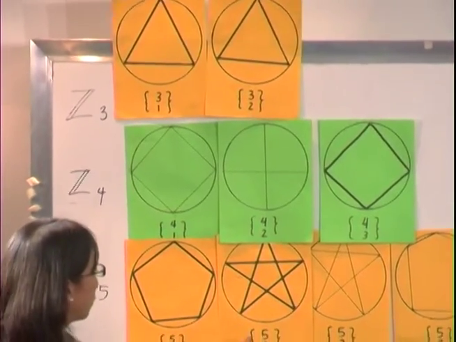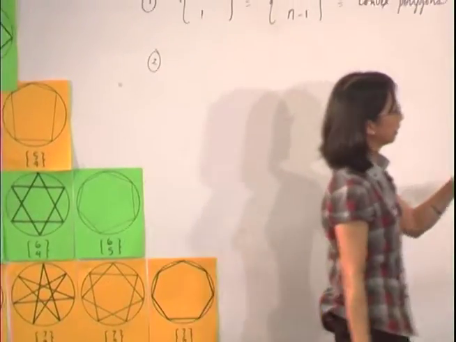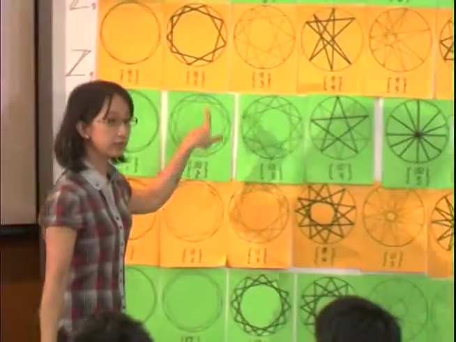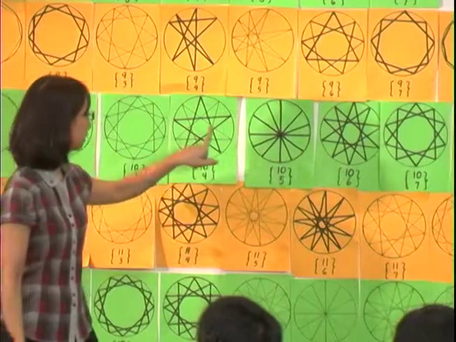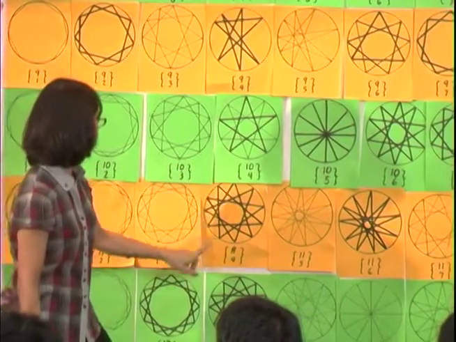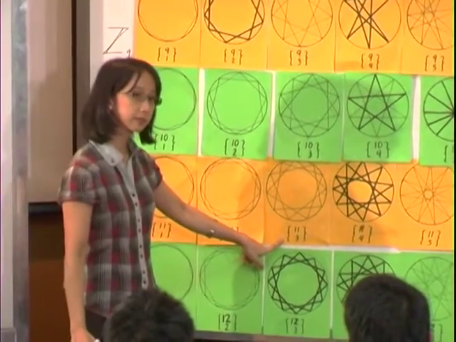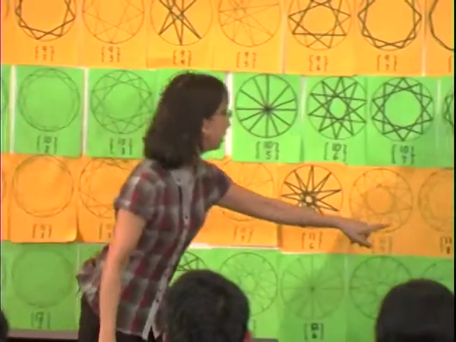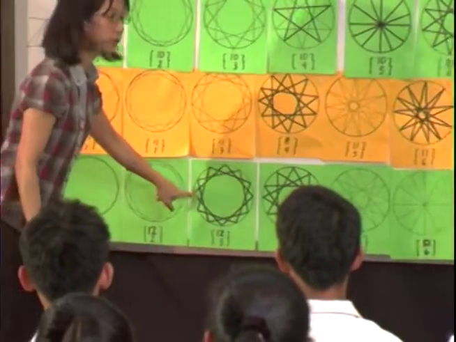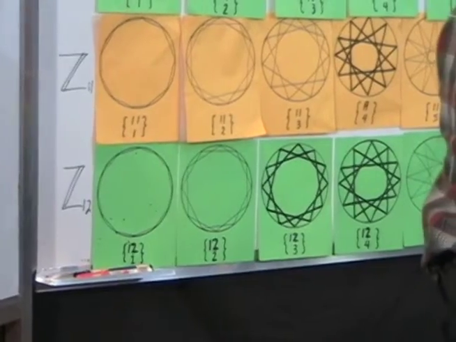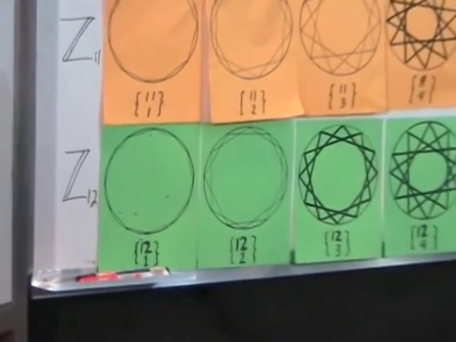What can you say about 5-2 and 5-3? 6-2 and 6-4. Here, 10-2 and 10-8. All right? 10-6 and 10-4. Here, 11-3 and 11-8. All right? Here, 12-9 and 12-3. What do you notice? They're all the same. So, can you make a generalization?